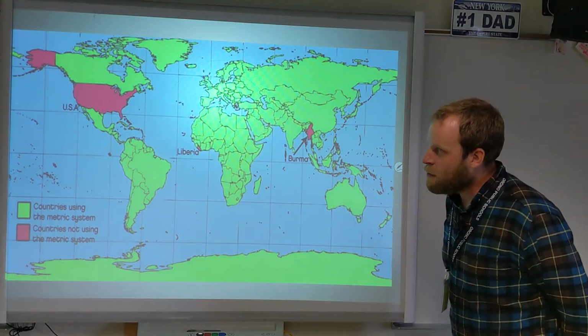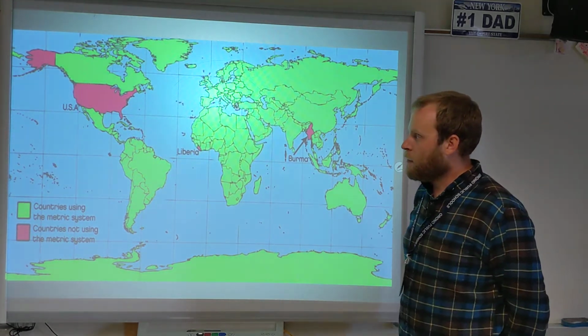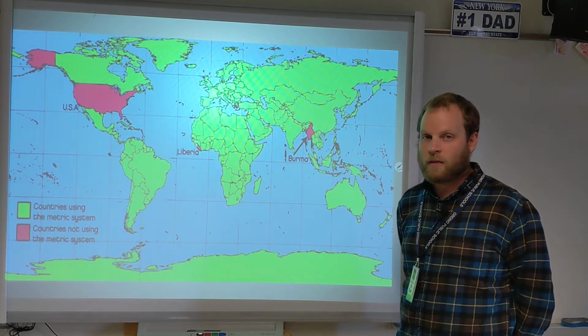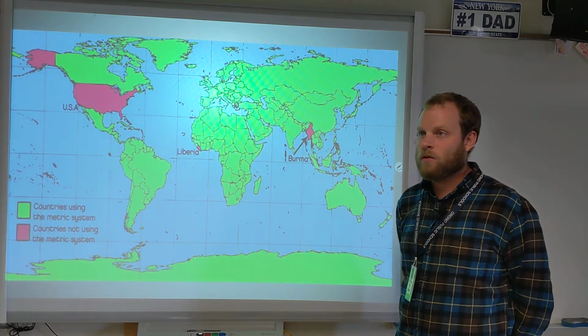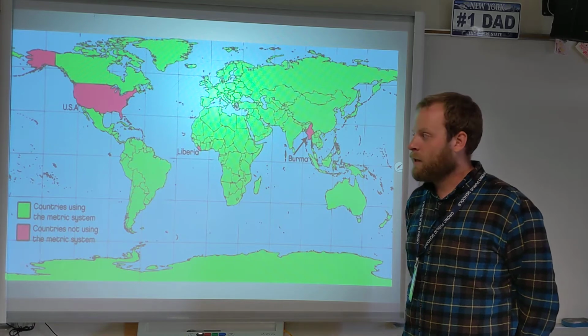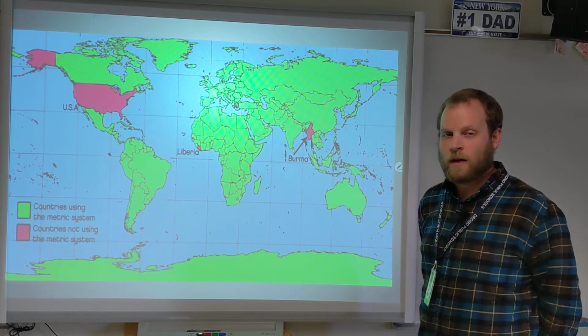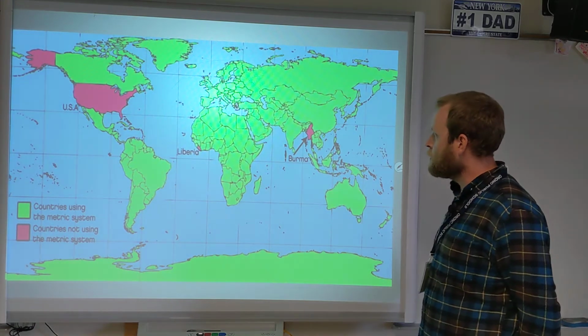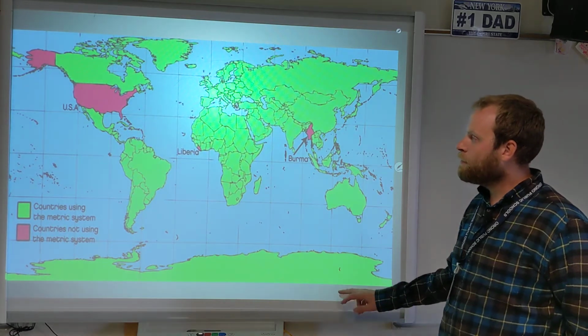There was a bill passed in the House of Representatives in the 70s to switch to the metric system, but that never happened because it was very expensive to replace all of the street signs. So I believe it got axed.